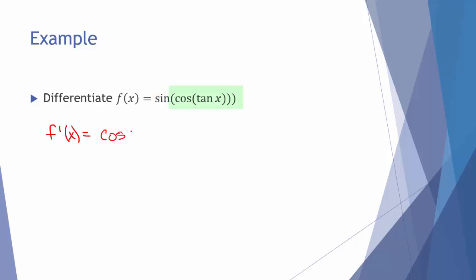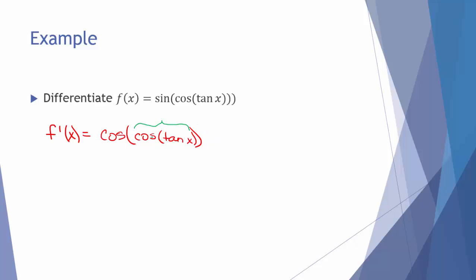Now, we don't touch that inside function. So we leave this as cosine of tangent of x. Okay, so that's just the derivative of the outside function evaluated at the inside function. We then need to multiply times the derivative of the inside function. Let me color code this a little bit. I need to multiply times the derivative of the inside function, which is now cosine of tangent of x.